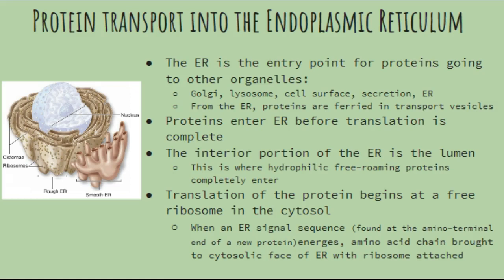Translocation of the protein begins at a free ribosome in the cytosol. So when an ER signal sequence, which is found at the amino terminal end of a new protein, emerges, the amino acid chain is brought to the cytosolic surface of the ER with the ribosome attached. So this can be seen in the picture. All the ribosomes that are in the ER are there because that ER signal sequence emerged during translation.